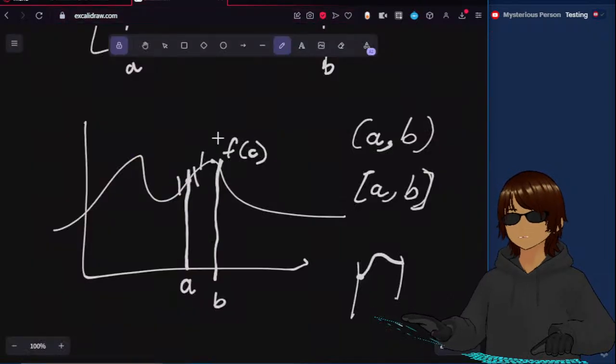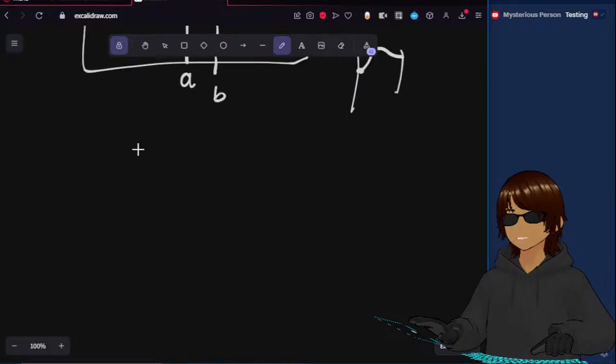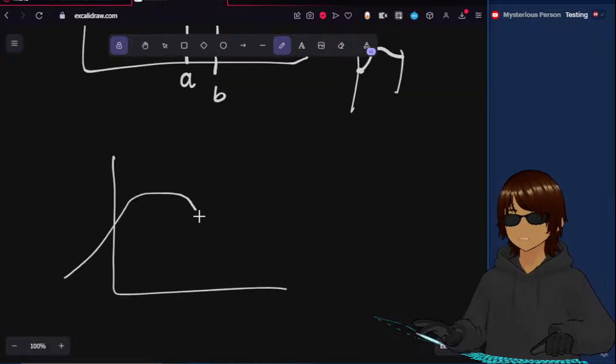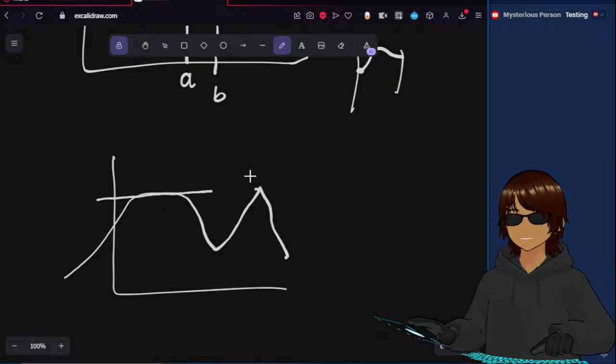Yeah, and for the next one, when there's a local maxima or minima, like this, a smooth one, or like this where the derivative is undefined. So the derivative is either 0 or undefined. Then it's a local maxima or minima.